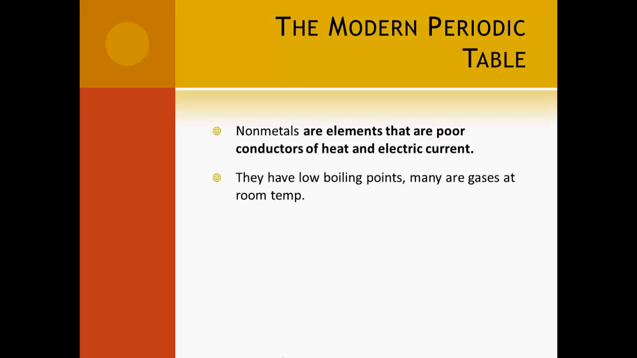Now, nonmetals are very poor conductors of heat and electricity. They have very low boiling points, and most of them are gases at room temperature, with the exception of bromine. Bromine is actually a liquid at room temperature. And they vary greatly in their chemical and physical properties.